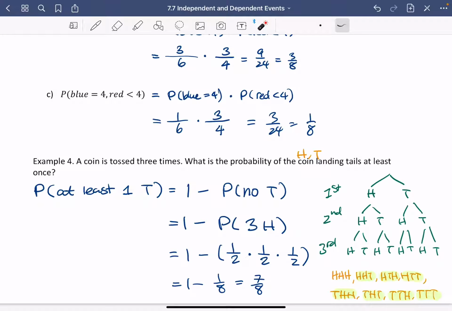So it's 7 possible combinations out of 8 total outcomes. Okay, so you can have 8 outcomes in total, 8 possible combinations, but for the combinations with at least one T in it, you have 7. So it's 7 out of 8, which is the same as doing it using multiplication.